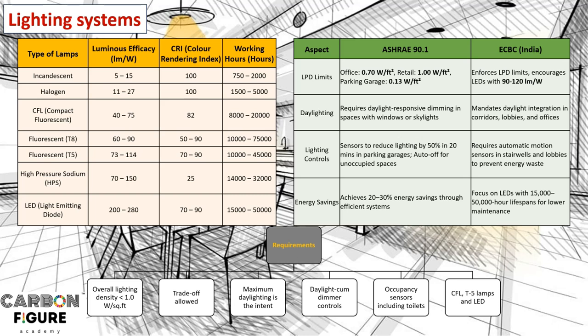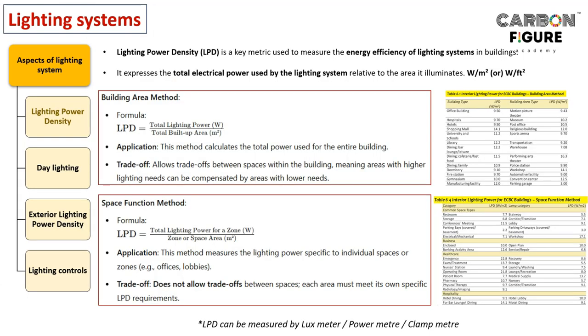In terms of lights, you should prefer CFL, T5 lamps and LED. So we have different types of lamps here, right? Out of which these are the things which are being recommended. If you use some other type of lamps, you may not be able to obtain the credit points, right? So we have the focus areas of lighting system under IGBC.